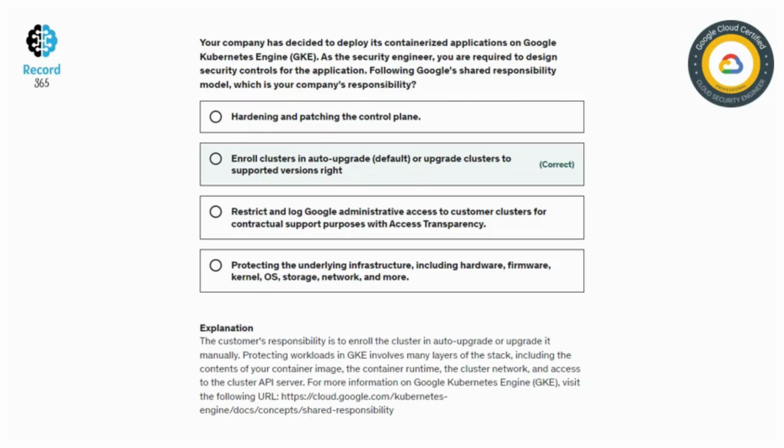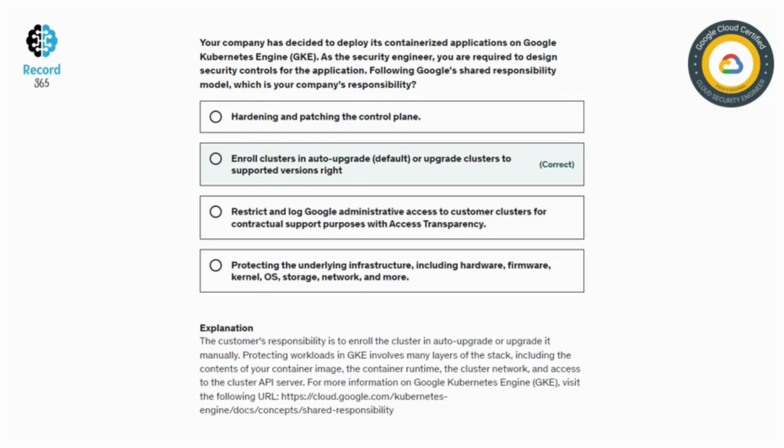enroll clusters in auto upgrade, or upgrade the cluster to a supported version. The explanation is that the customer's responsibility is to enroll the cluster in auto upgrade or upgrade it manually. Protecting the workloads in GKE involves many layers of the stack, including the content of your container images and container runtimes, the cluster network, and access to the cluster API server.